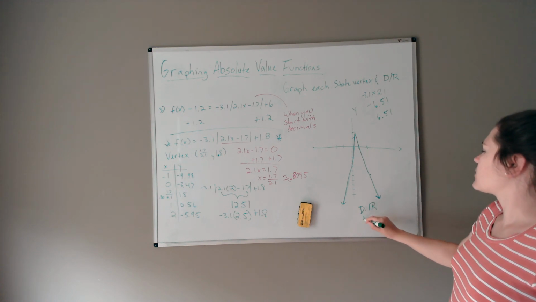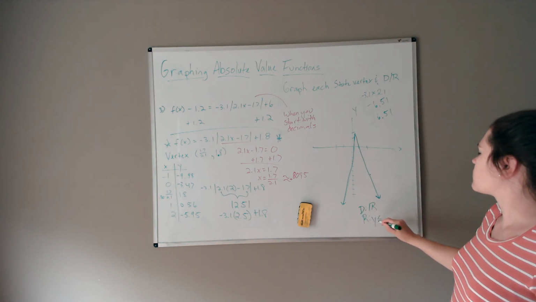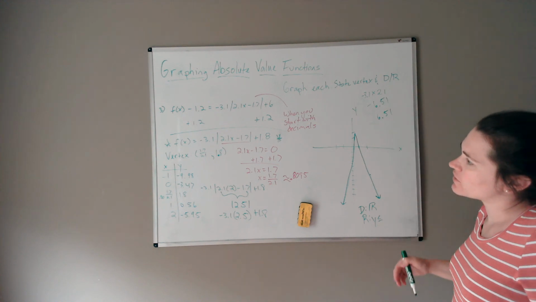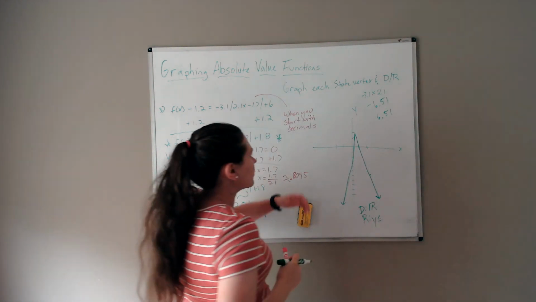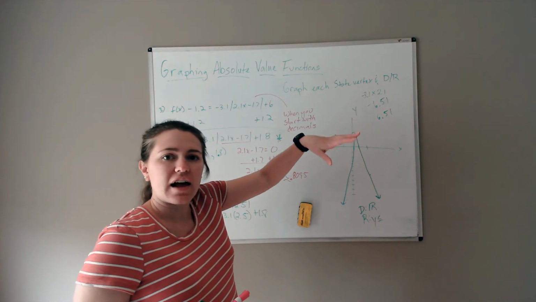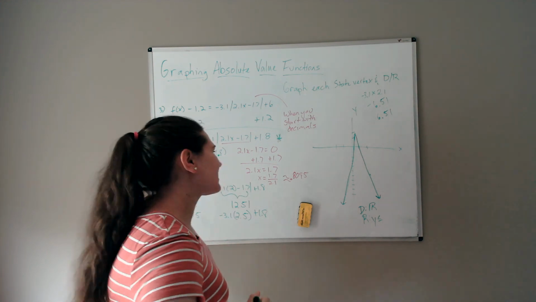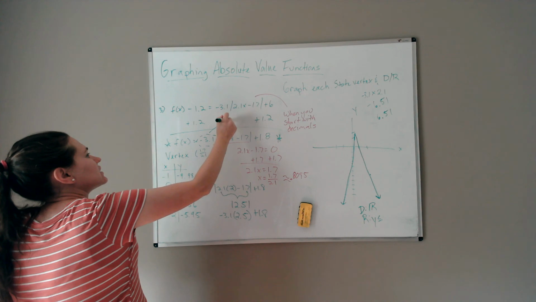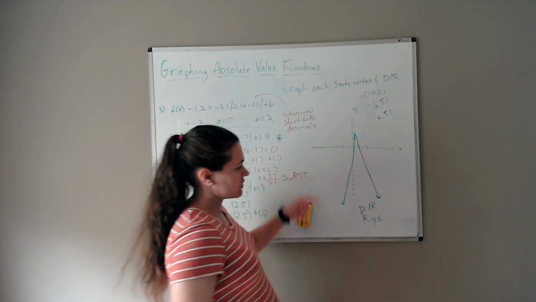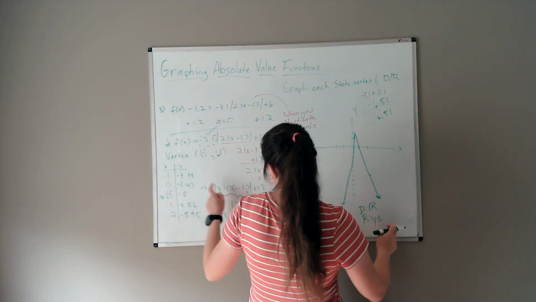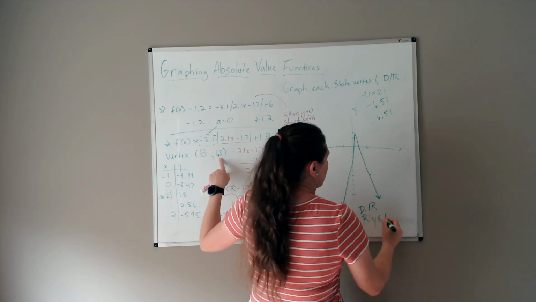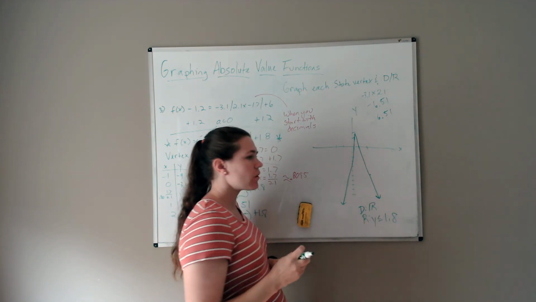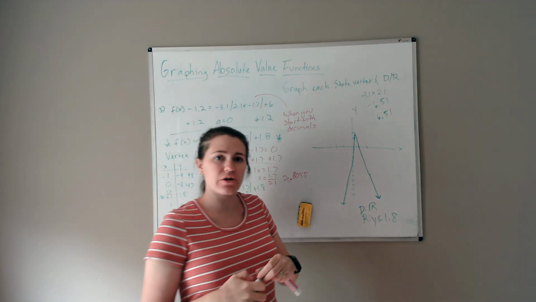Domain is all real numbers, then check your range. Your range here is y is less than or equal to because it's facing down. Remember, whether a V faces up or a V faces down is a reflection over the x-axis. That has everything to do with the a value. When a is less than 0, it reflects down. Since it does, it means y is less than or equal to 1.8. So that is it for graphing absolute value functions.